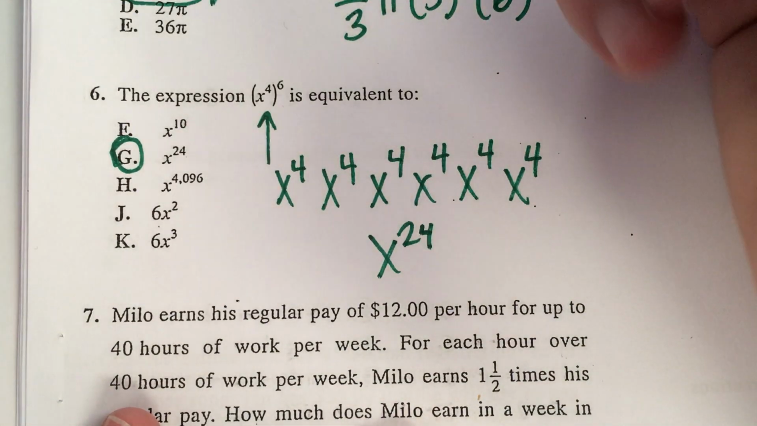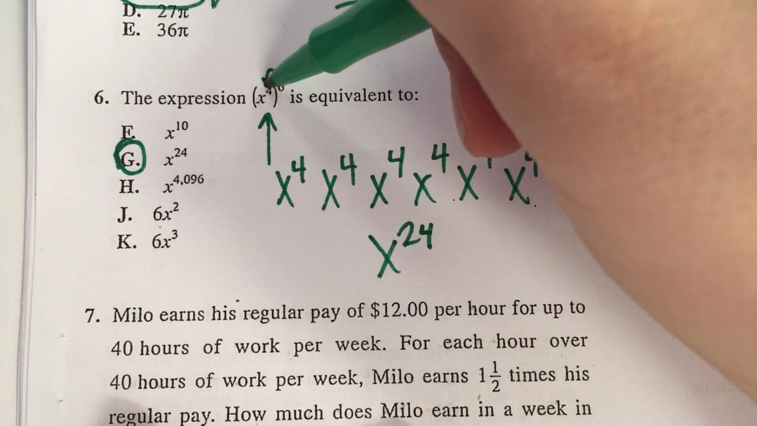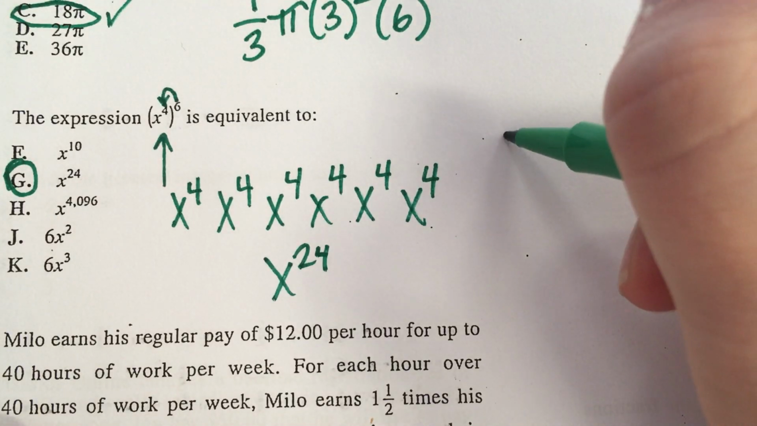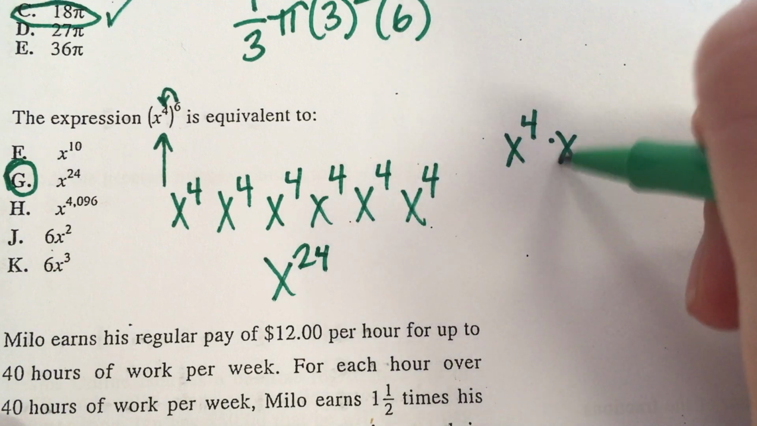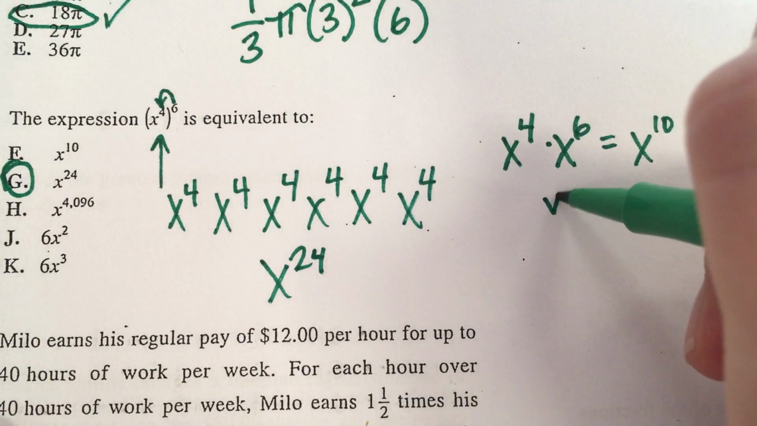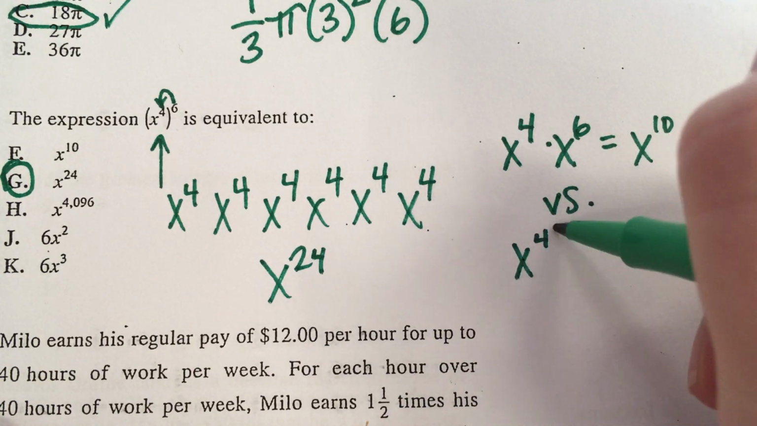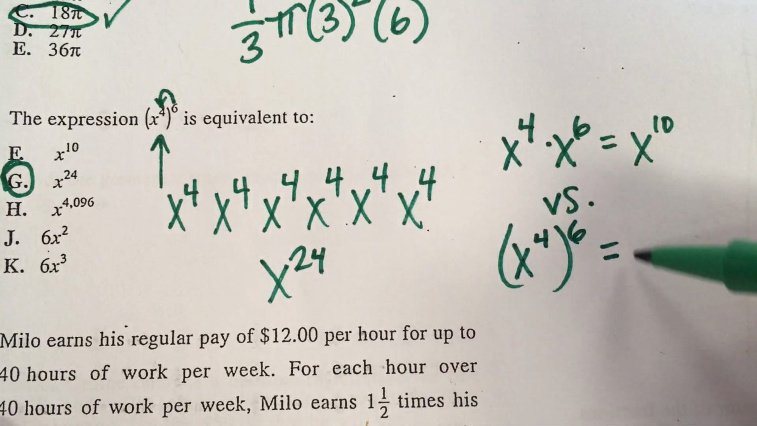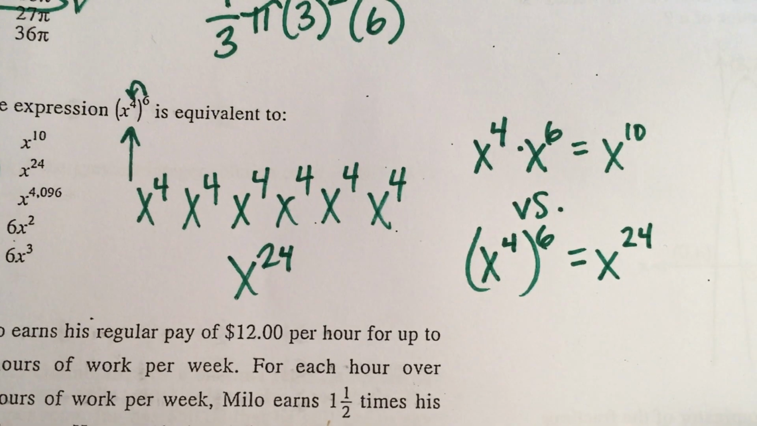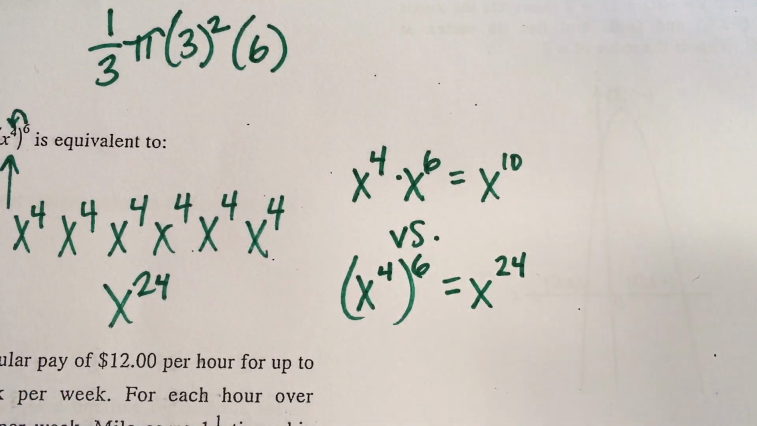You can go a little bit faster if you know 6 times 4 is 24. You just want to be careful. The difference between these is like x to the 4th times x to the 6th would be x to the 10th. That's different than x to the 4th to the 6th, which would be x to the 24th. Right? So that one would be a little bit faster or a little bit different.